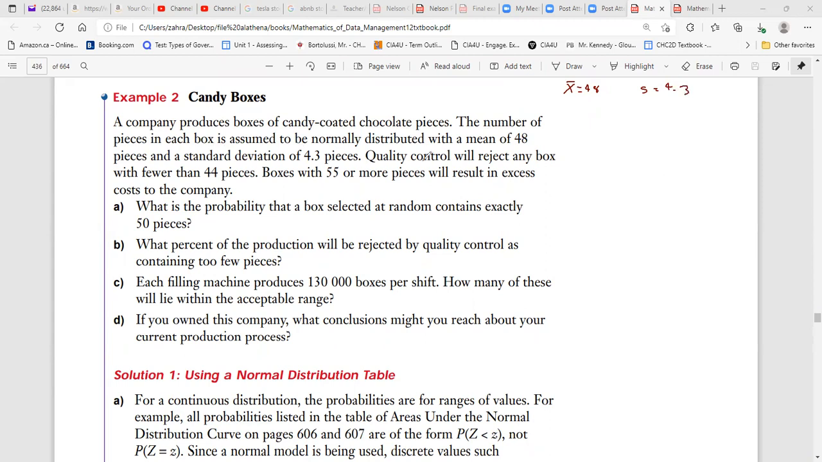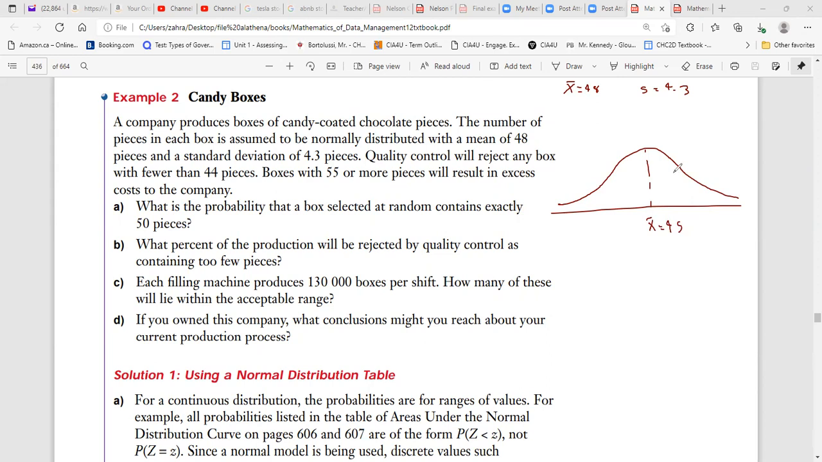Quality control will reject any boxes with fewer than 44 pieces and boxes above 55. The result makes this a class 2 company. What's the probability that a box selected at random contains exactly 50 pieces? So I'm just putting the picture here. In the middle, x bar is equal to 48.